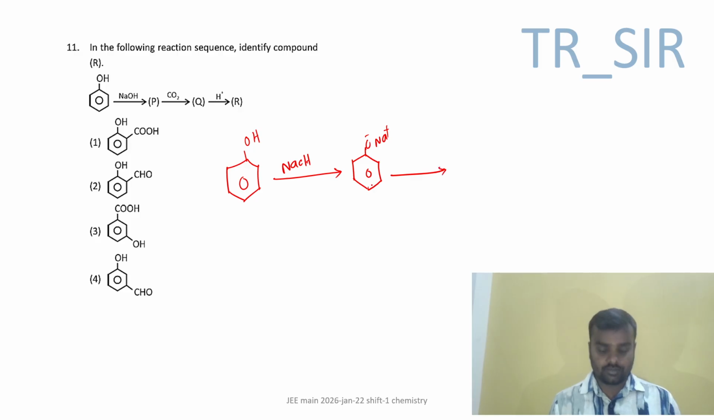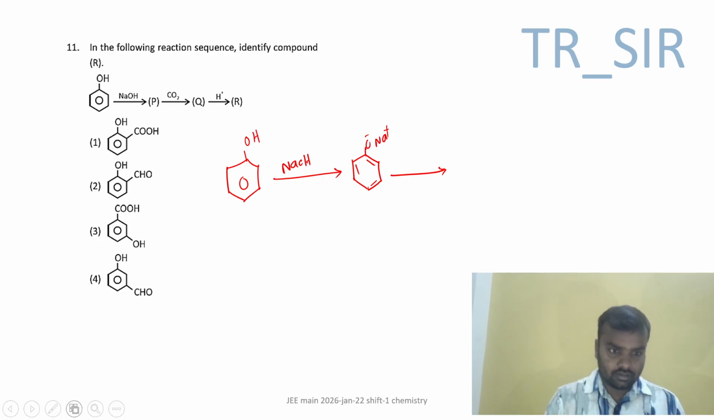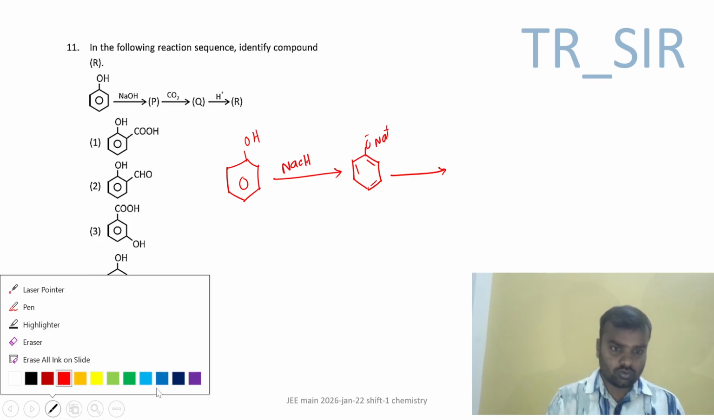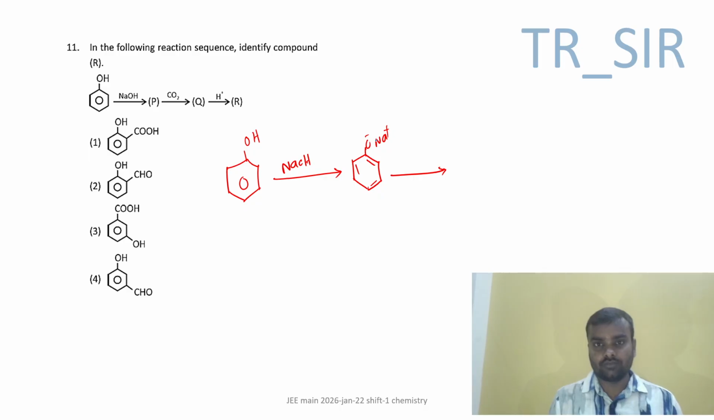Now, next case, what will happen? CO2. We'll do it like this. So we'll take this one here, this one here, this one here. Whenever you do this, CO2 will act as an electrophile. So this negative converts into pi, pi converts into negative. So we'll get the next resonating structure: negative, double bond, double bond, double bond, O will come.